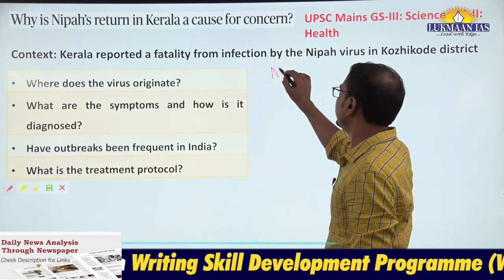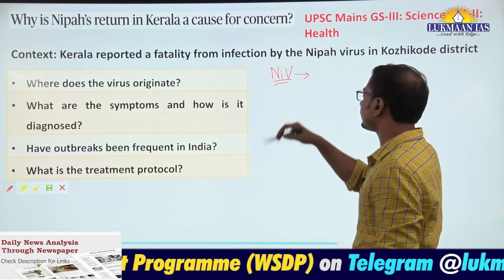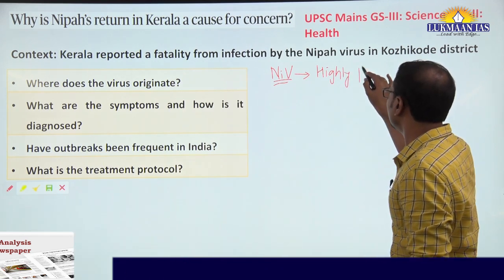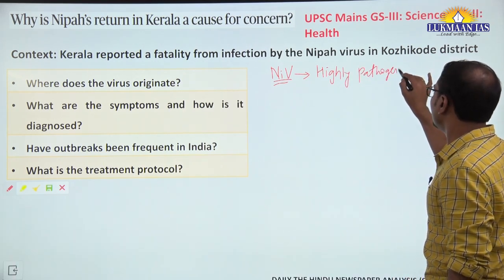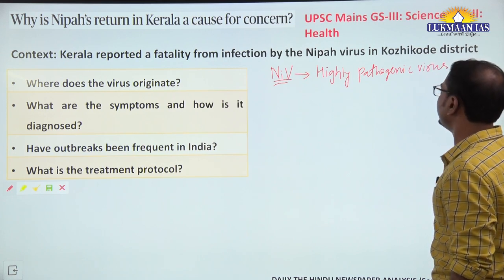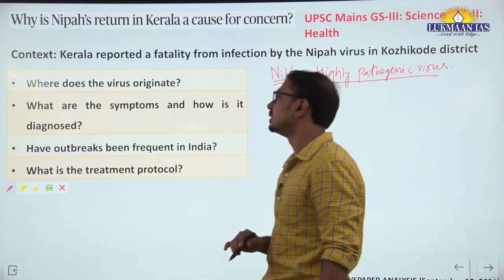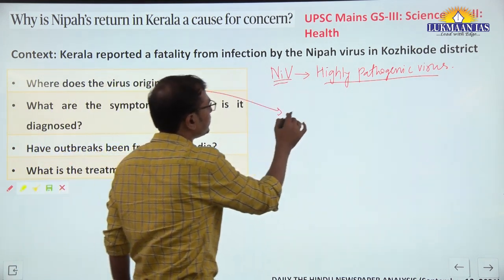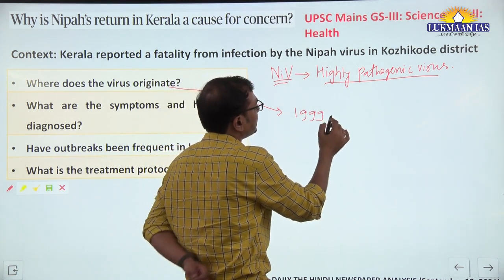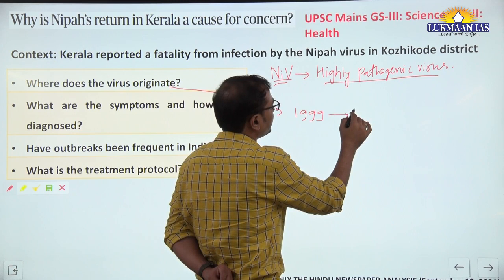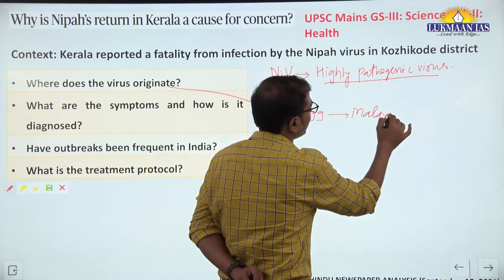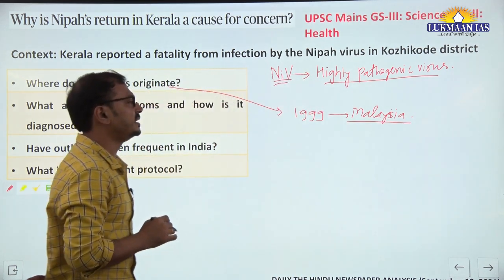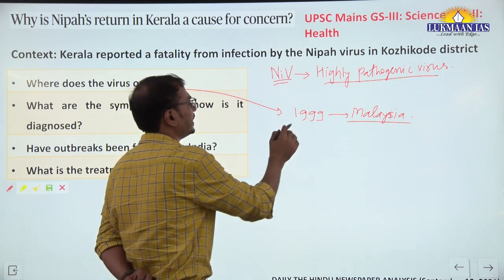Nipah virus is basically a highly pathogenic, highly contagious virus. At the same time, we have to also understand the origin: during the 1990s, in 1998, in Malaysia and some other Southeast Asian countries, the outbreak happened there.